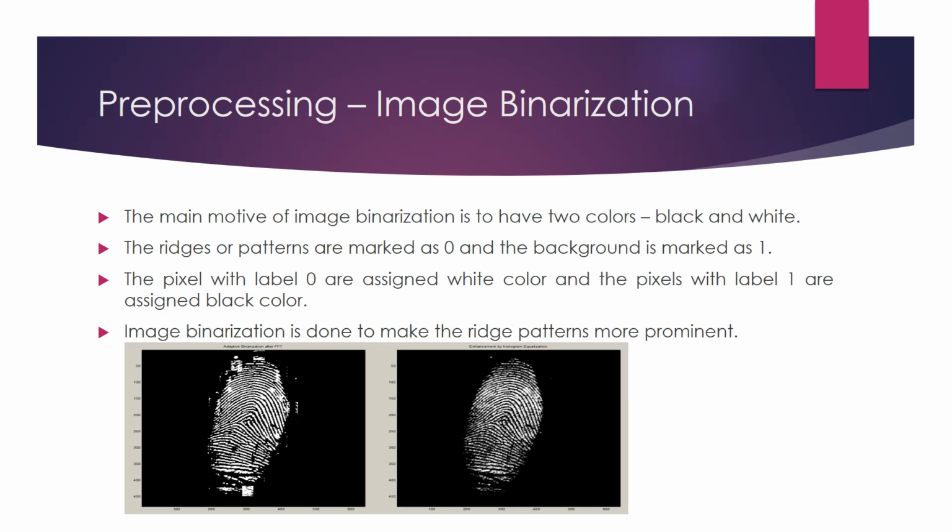Next step of the pre-processing stage is the image binarization. The main motive of image binarization is to have two colors, black and white. The regions or patterns are marked as 0 and the background is marked as 1. The pixels with label 0 are assigned white color and the pixels with label 1 are assigned black color. Image binarization is done to make the ridge patterns more prominent.